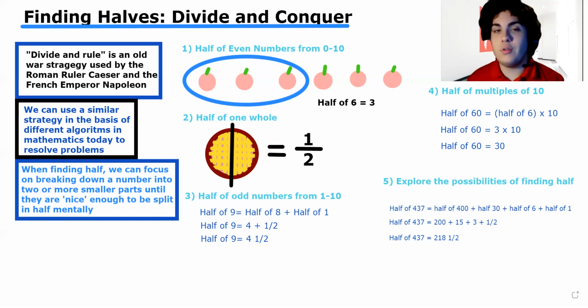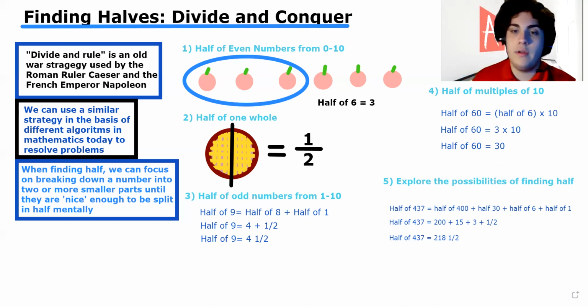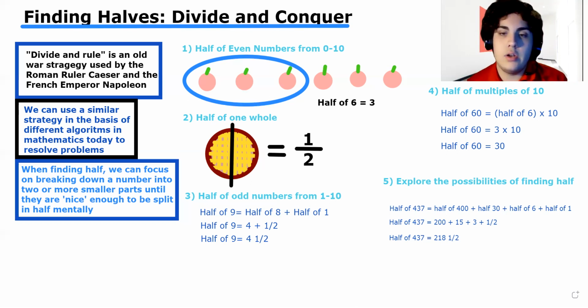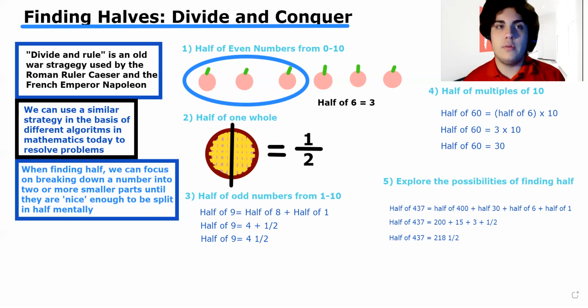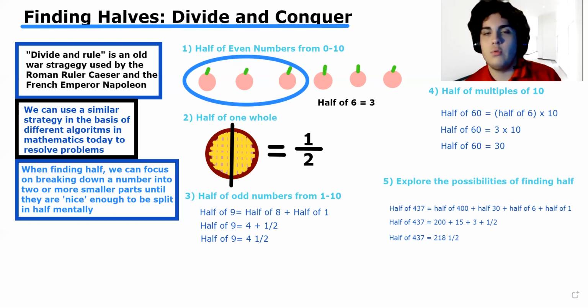Now, there are several layers to this that we really need to go over. And what hopefully we can understand by the end of this video is essentially to find half of any number up to 1,000, but even greater than that, up to 10,000, up to 1,000,000, as long as we understand what we have to do in order to do that.